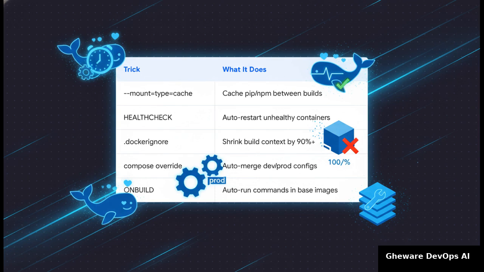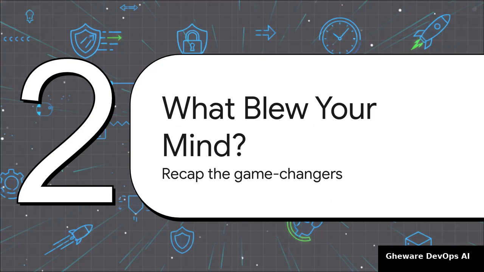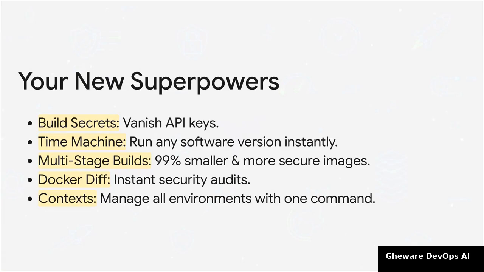Phew! Seriously, every single one of those could be its own explainer. Wow, okay, we have covered a ton of ground, haven't we? We've gone from making our secret API keys completely vanish into thin air to literally traveling through time to run any software version we want instantly. So let's recap. These 5 tricks, they're basically your new Docker superpowers.